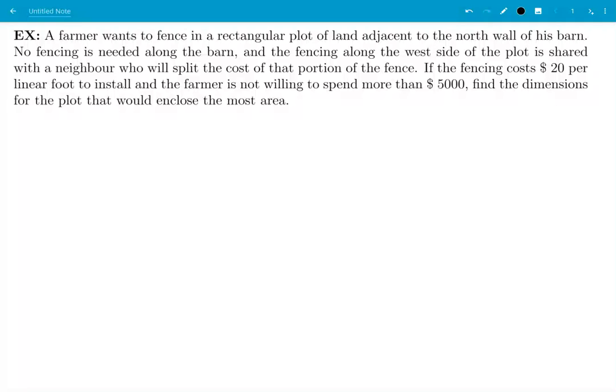Okay, pause the video and write this down. We're translating from English into math here. So what do I got? I have a barn. Let's assume it's a rectangle. Whatever, rectangle.